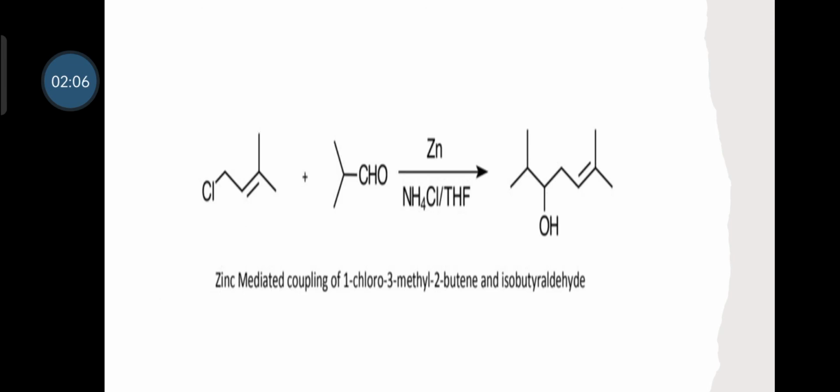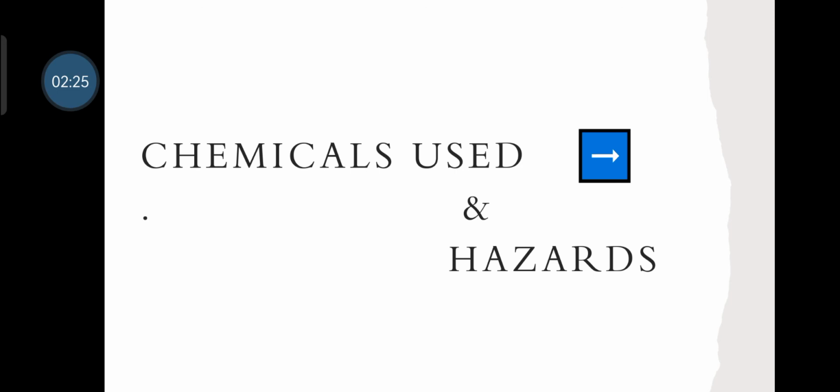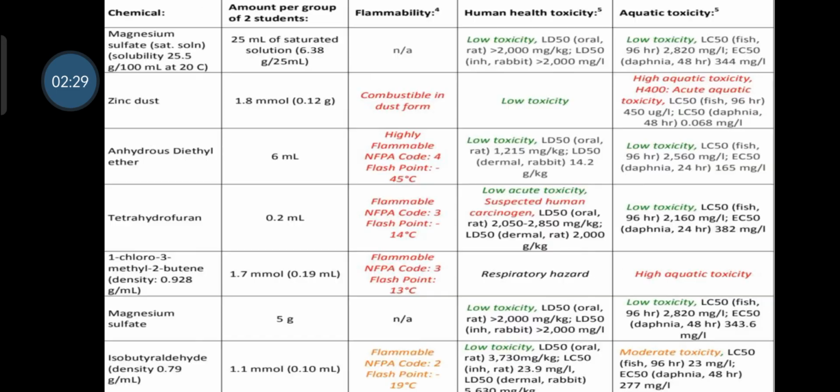It should be noted that the Grignard reaction still uses diethyl ether but in smaller amounts because the zinc mediated process can be performed under aqueous conditions. Reduced amount of ether are necessary. Chemicals used and hazards by green reactions are given in this table.